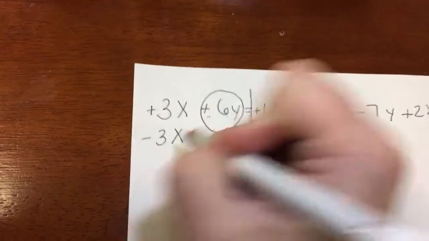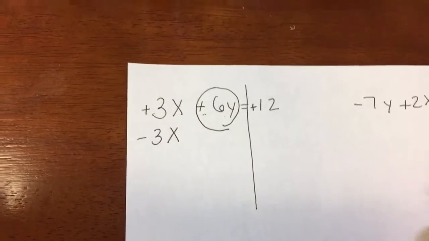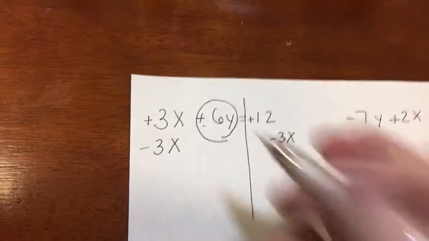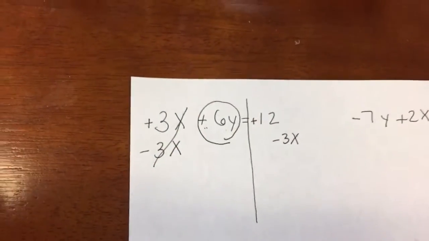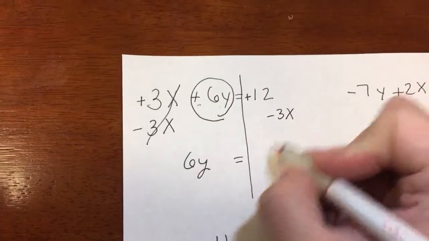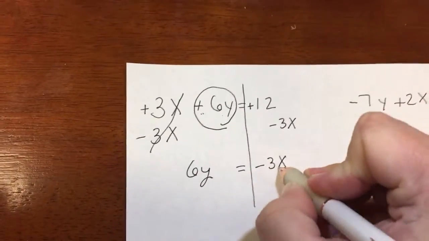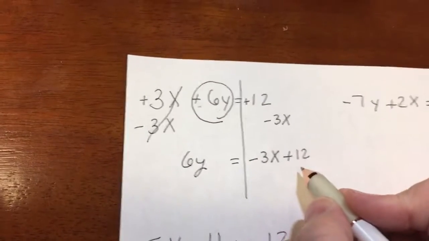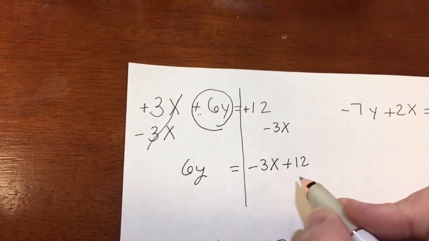So I need to get rid of the positive 3x. The opposite of that is to subtract 3x. And what I do to one side, I do to the other side. I do this because that turns into 0, and I'm left with my 6y, and it's equal to my negative 3x plus my 12, because x and 12 are two different things and I cannot add them together.